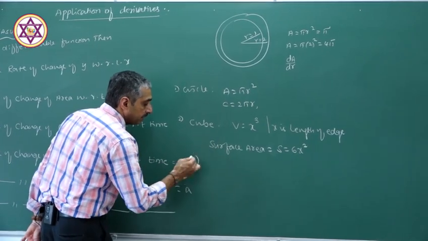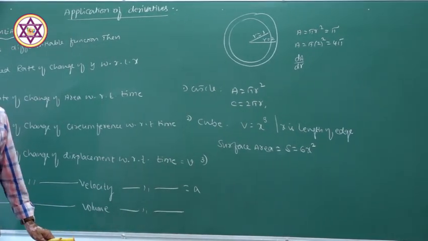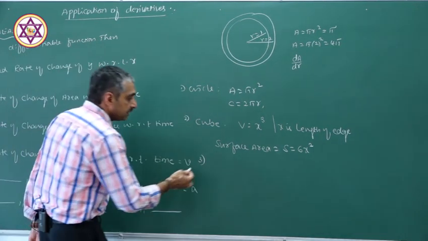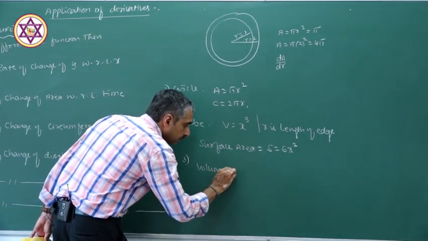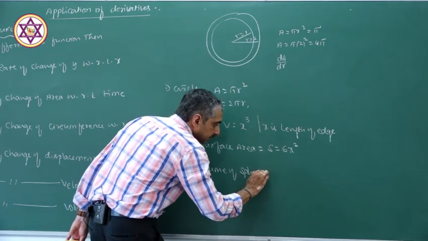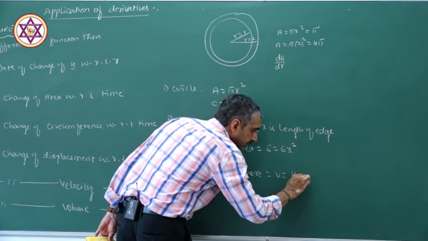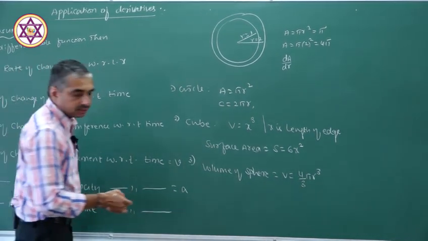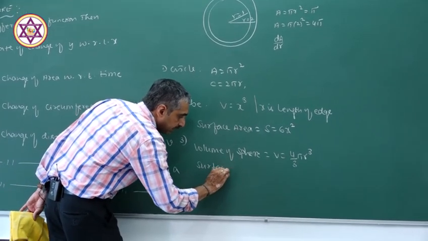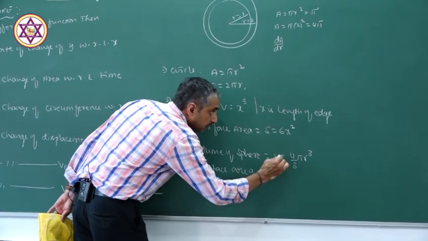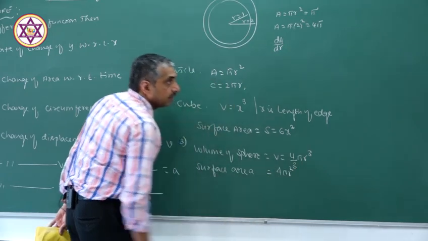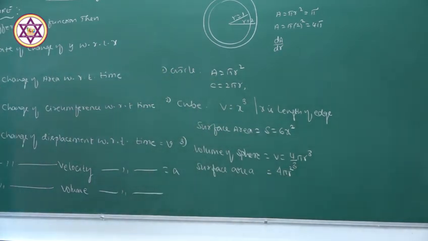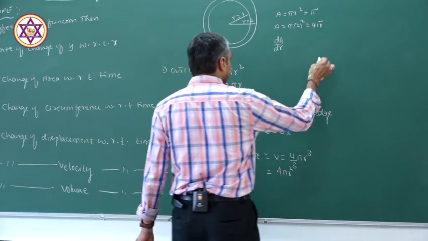Edge means side. Then the next concept here is a sphere. What is the volume of the sphere? Volume of the sphere is V is equal to 4 by 3 pi r cube. The next one, surface area of the sphere. Surface area is equal to 4 pi r square. Surface area of the sphere is given by 4 pi r square.